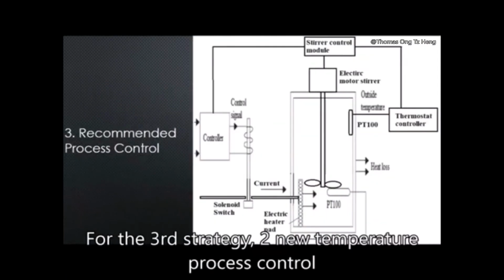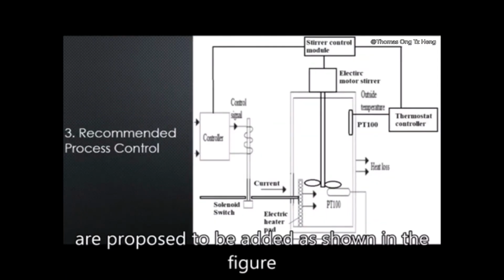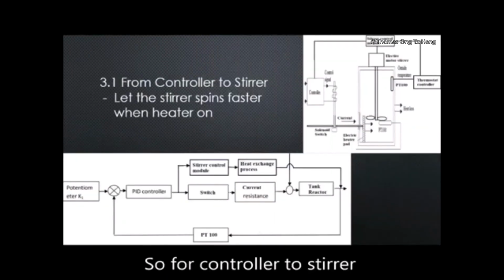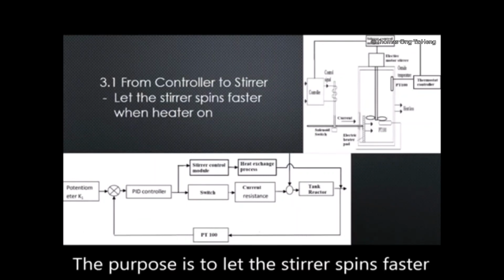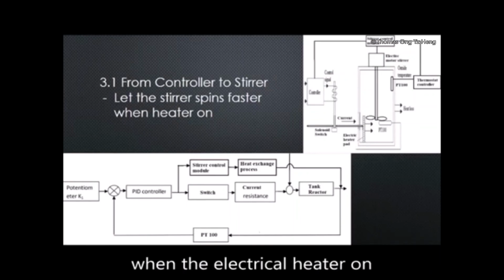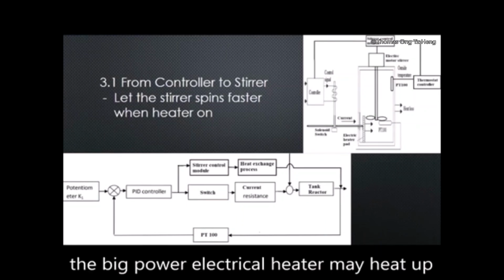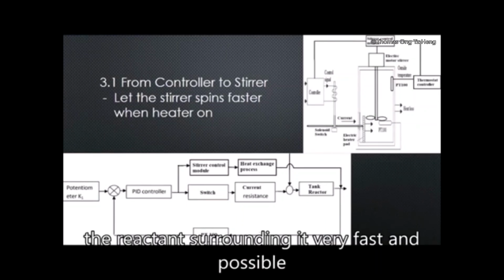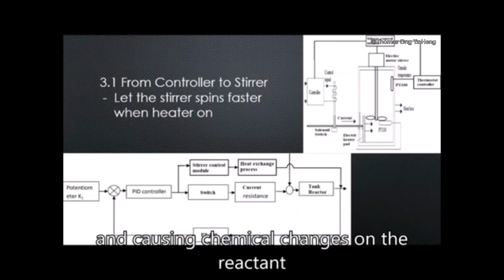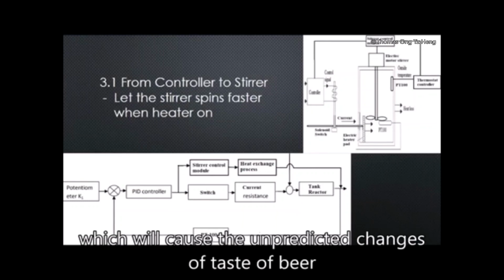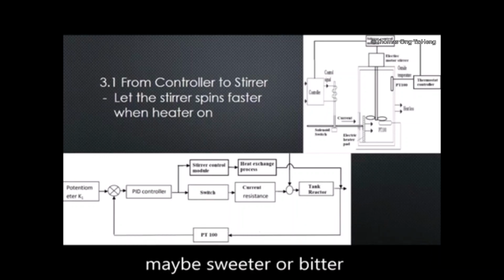For the third strategy, two new temperature process controls are proposed to be added as shown in the figure. For the controller to the stirrer, the process block diagram is shown on the screen. The purpose is to let the stirrer spin faster when the electrical heater is on. If the stirrer doesn't spin faster, the high-power electrical heater may heat up the reactor surroundings very fast and possibly kill all the organisms, denature all the enzymes around it, and cause chemical changes in the reactor, which will cause an unpredictable change in the taste of the beer, maybe sweeter or bitter.